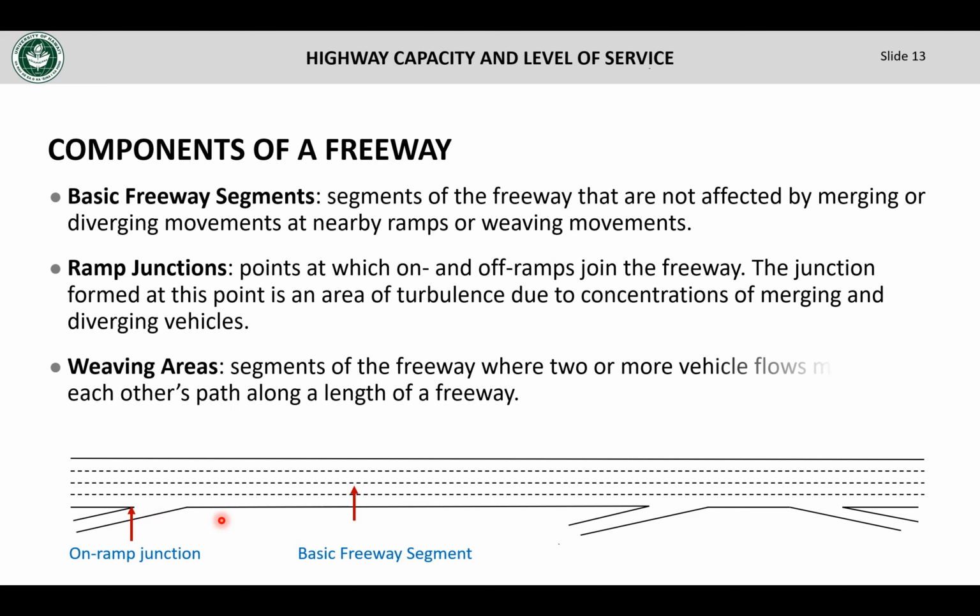And finally, we have weaving areas, which are segments of the freeway where 2 or more vehicle flows must cross each other's path along the length of the freeway. And here we have an example of a weaving section where you can see vehicles trying to leave the freeway, or vehicles trying to enter the freeway, or even vehicles trying to go through, have to cross their paths.